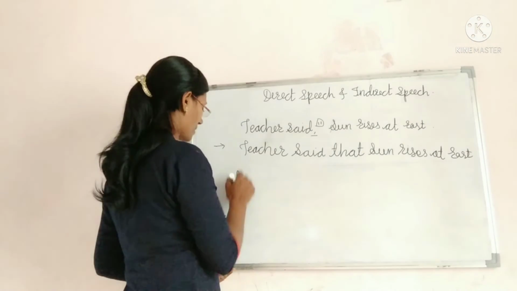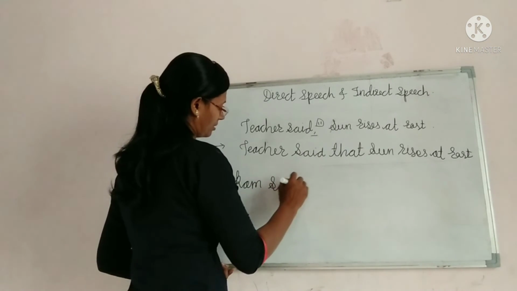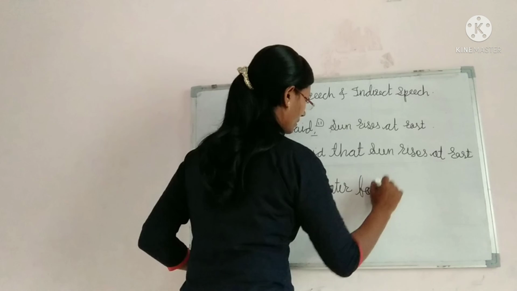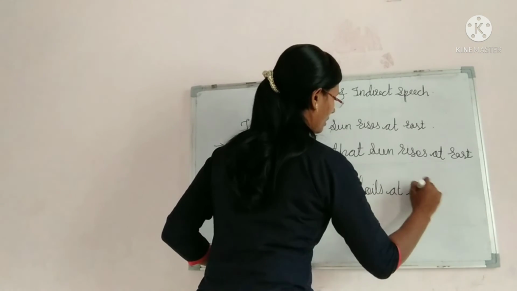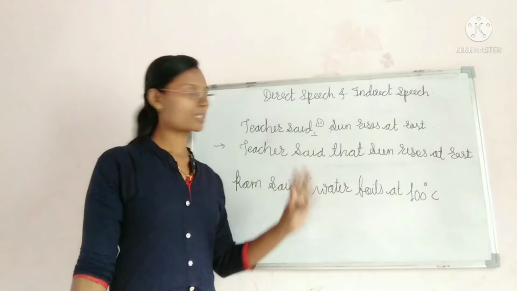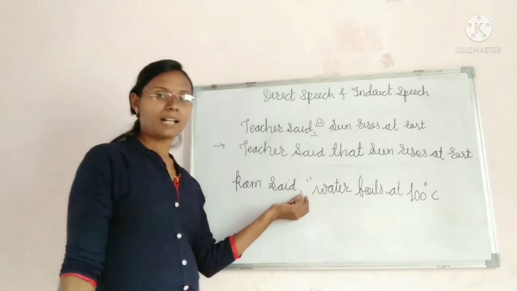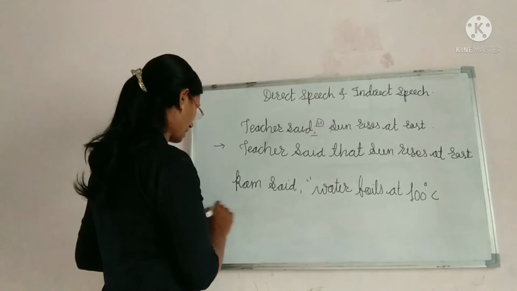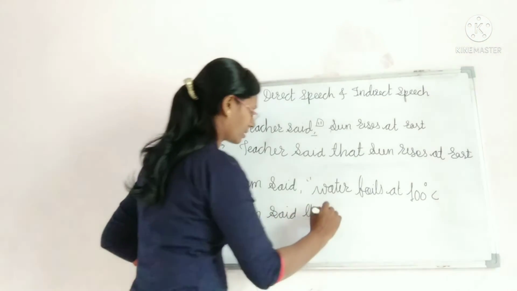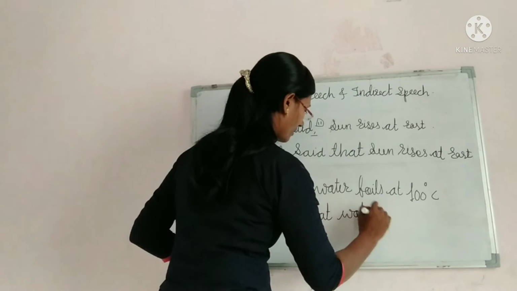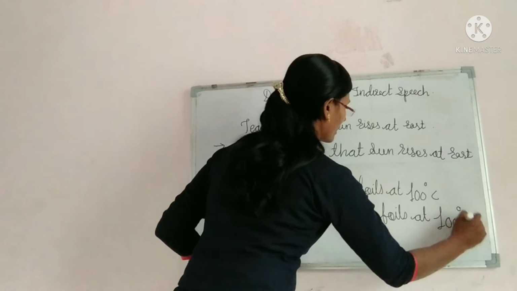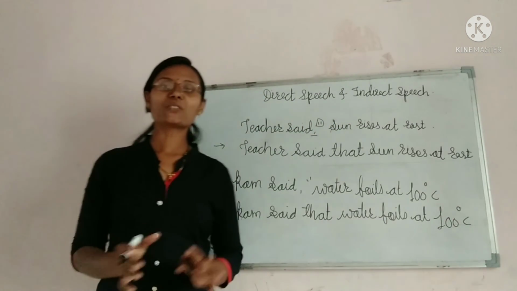Or Ram said, water boils at 100 degrees Celsius. This is a scientific truth. It won't get changed, so at that time we cannot make any changes in the sentence. We just use the conjunction that, and as it is the sentence will be there. So the answer will be: Ram said that water boils at 100 degrees Celsius. I hope you understood and maybe you like this.